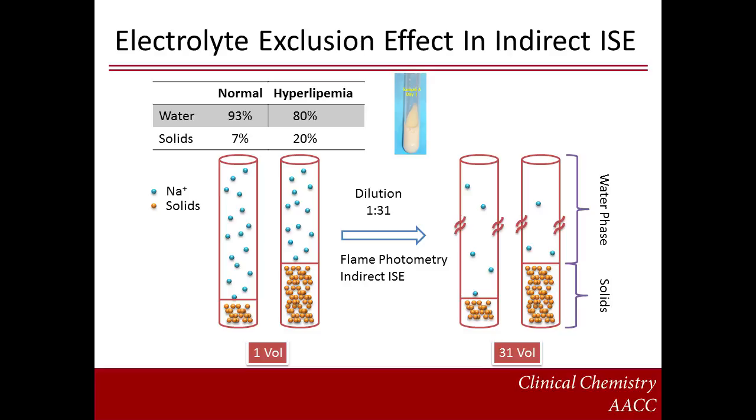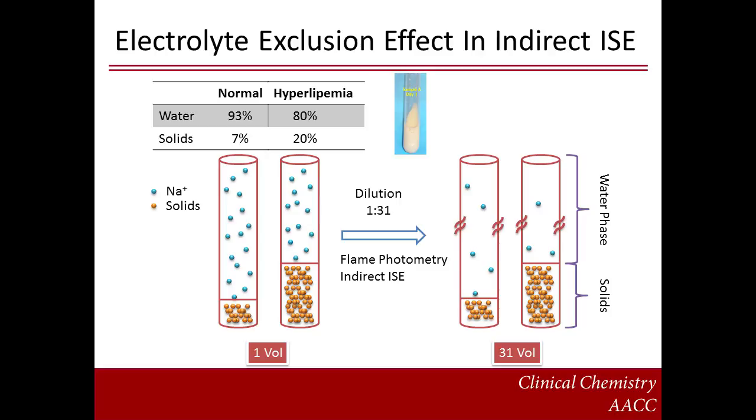In comparison, this represents the typical samples with a 93% water phase and 7% solid phase. This slide explains this phenomenon given a hyperlipemic sample that is 80% water phase and 20% solid phase as shown in this sample. This slide uses a dilution factor of 31 to illustrate the effect. Some automated analyzers may use a different dilution factor.